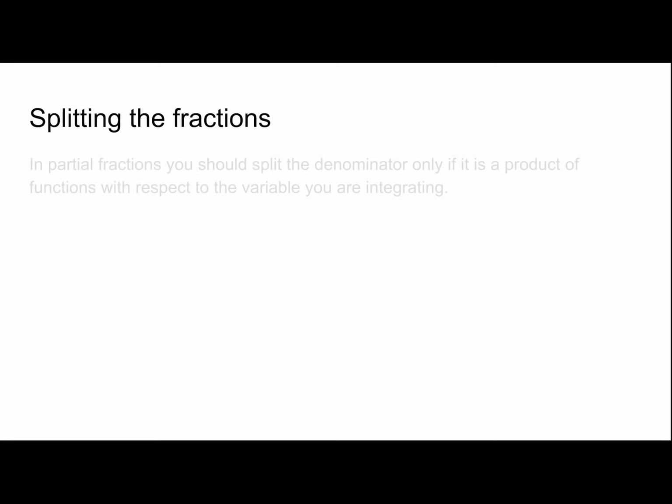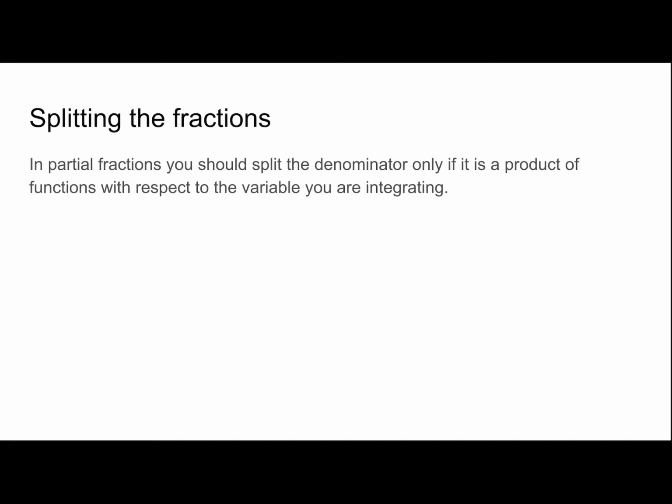So, the process of splitting the fractions. In partial fractions, you split the denominator only if it's the product of functions with respect to the variable that you're integrating. For example, if you're integrating with respect to x, and you have two functions that multiply together and both have the variable x, then you can split them up. This is very similar to the product rule. If you have two functions that are multiplied and are of the same variable, you can split it up.